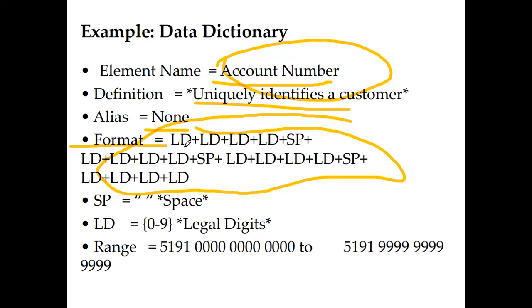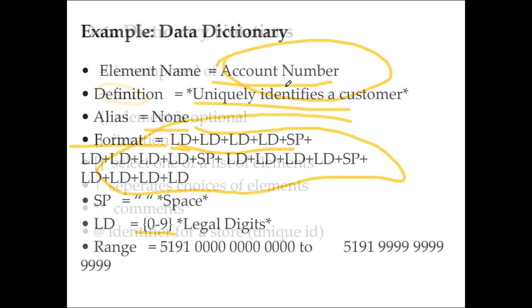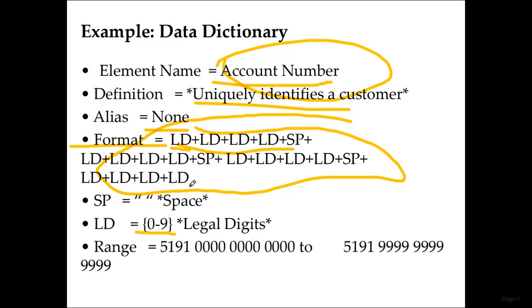Now, in that case, you have LD, which is a legal digit from 0 to 9. Four LDs, plus is there. What does plus mean? Plus means it is this and this and this and this. Plus this, plus SP is also there. SP is a space, isn't it?